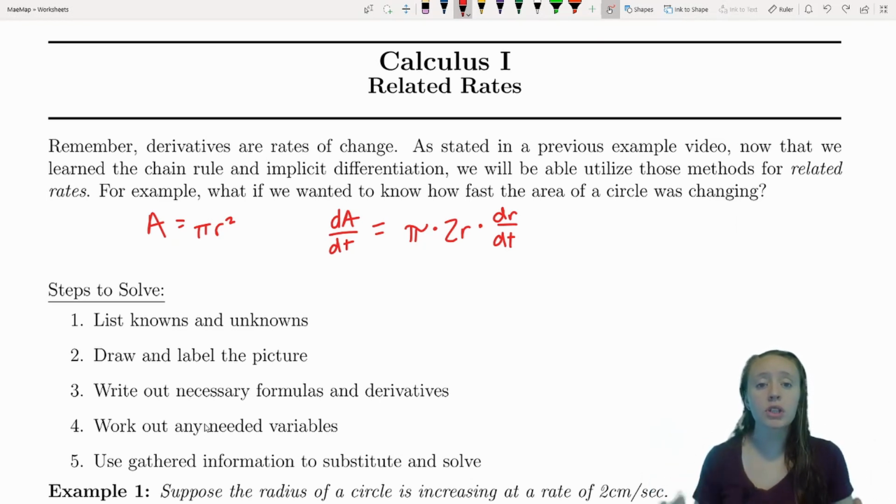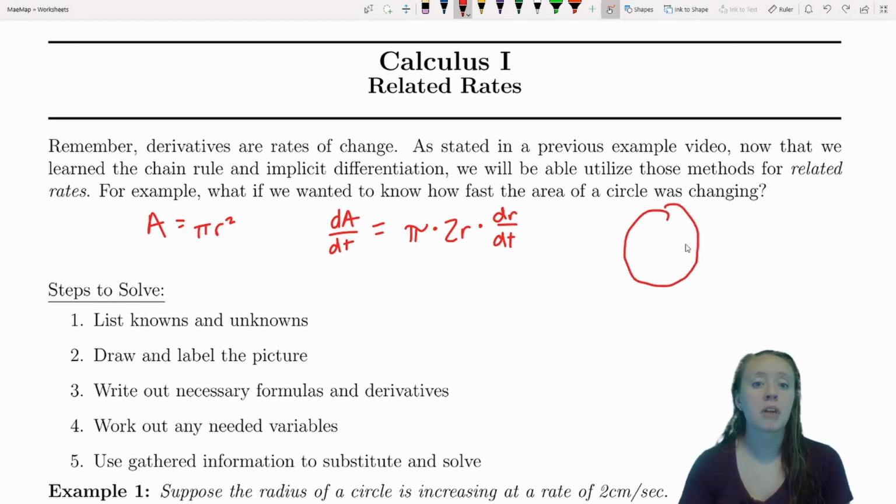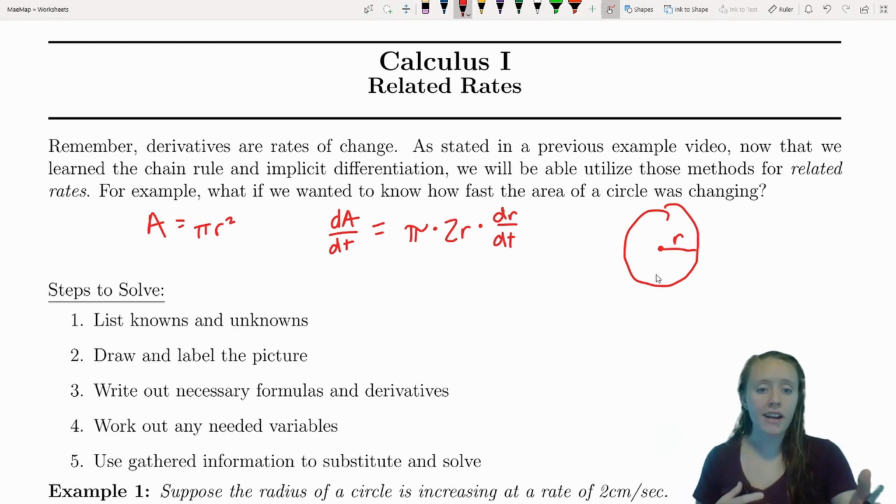And then I want us to read through the problem again. And when we read through the problem a second time, we're going to draw and label a picture for the problem. So if I was talking about how fast the area of a circle was changing, I would draw a circle. Other important information for the circle would be having that radius, because that helps us form the area. And if I knew that radius, that's when I would label it. So we're going to draw and label a picture.